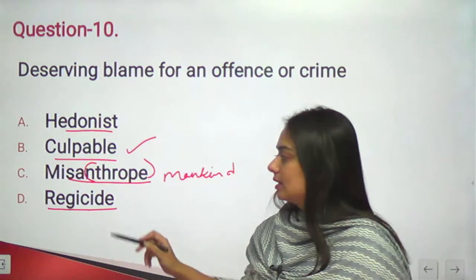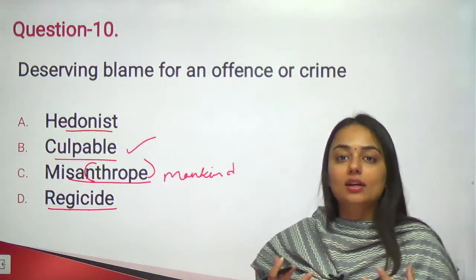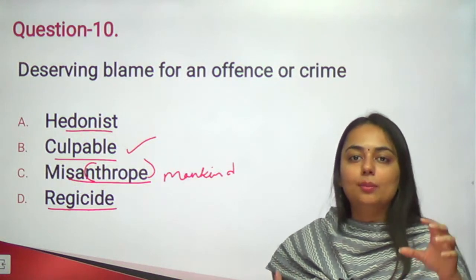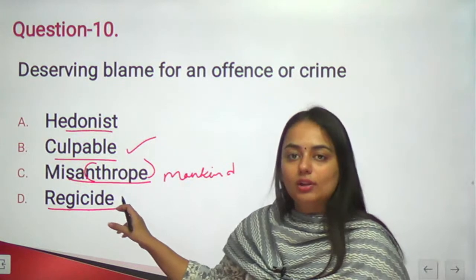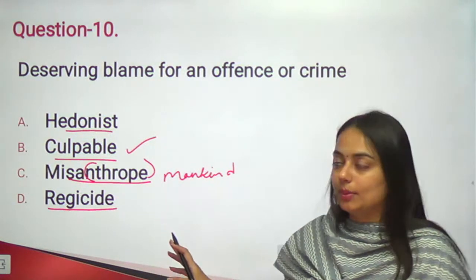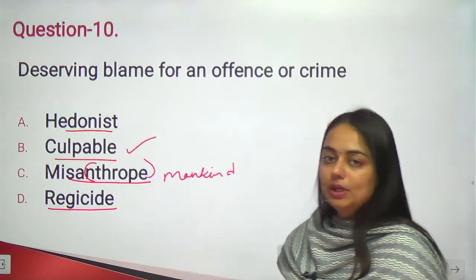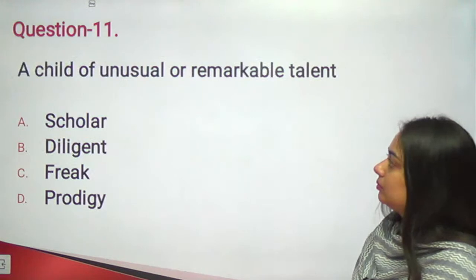Regicide is killing of one's own king. If someone kills or murders their own king, for that we use the word regicide. So again, I've told you, all the words related to killing, you should be learning them. Any of these words can come in the exam. So the answer should be culpable, capable or deserving of blame.